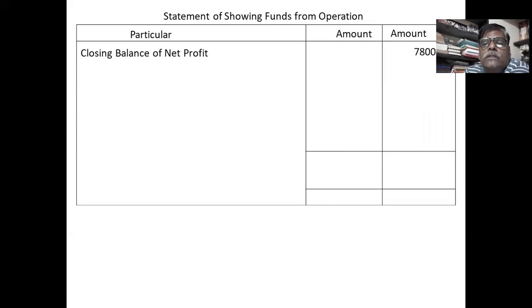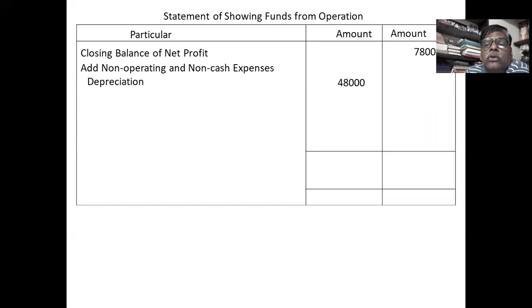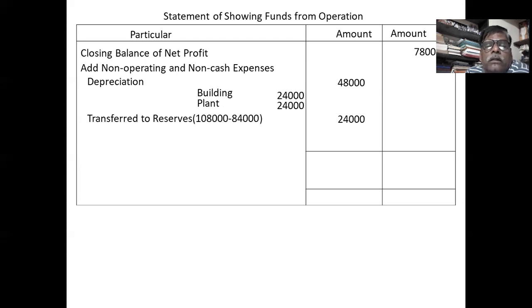First you take the closing balance of net profit, that is 78,000. Add non-operating and non-cash expenses. Under that, first you take the depreciation. Total depreciation is 48,000. That is 24,000 on building, 24,000 on plant. Okay. Thereafter, you take the transfer to general reserve. Difference between opening balance and closing balance of general reserve, 24,000 is there. Increase in the general reserve is nothing but the transfer to general reserve.